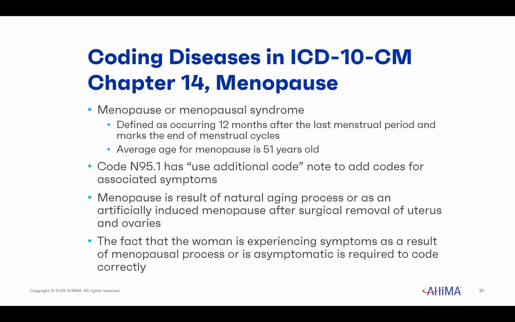Now we have menopause or menopausal syndrome. This is the 12 months after the last menstrual period, right? And we have codes N95.1. We'll see additional codes in the tabular to direct for those. And whether a woman has symptoms as a result of the menopausal process or is asymptomatic is required to code correctly.